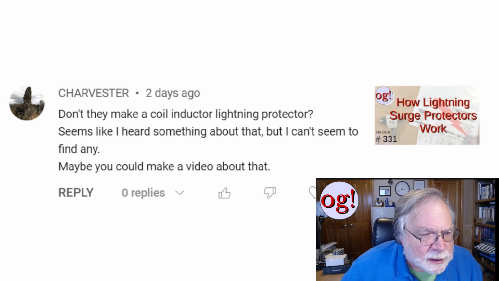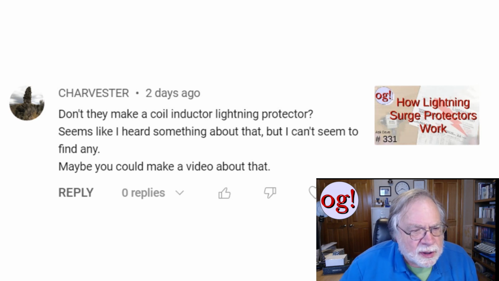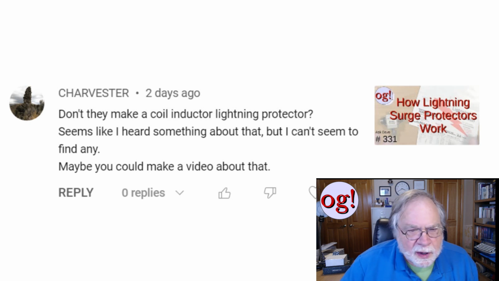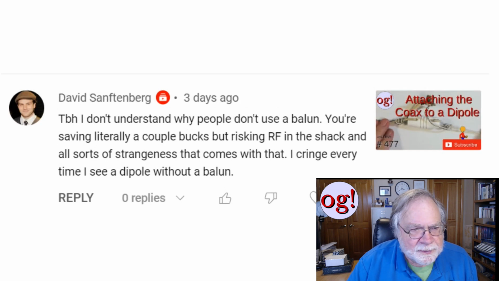Okay, so I have not seen coil inductor lightning protectors because the coils would either block or short the RF, but they are used in some devices.